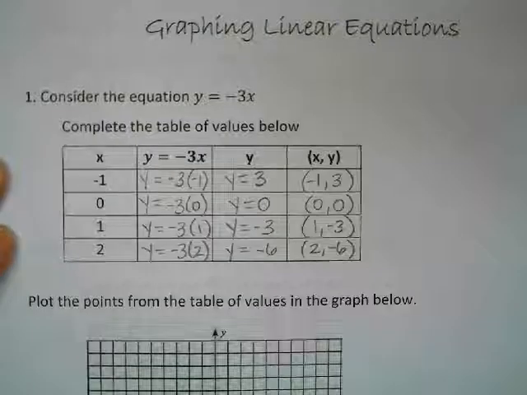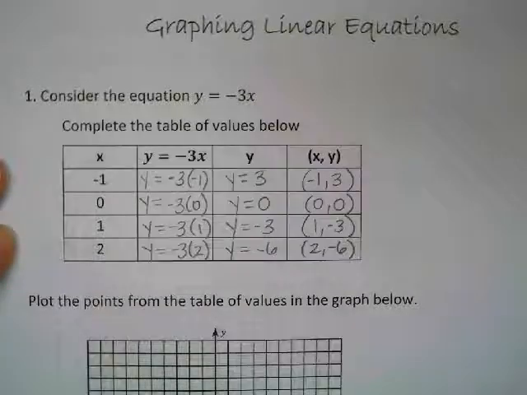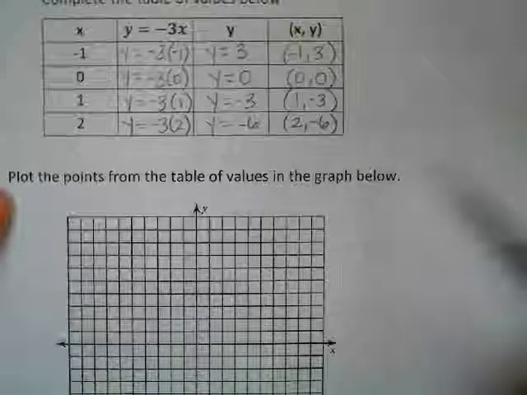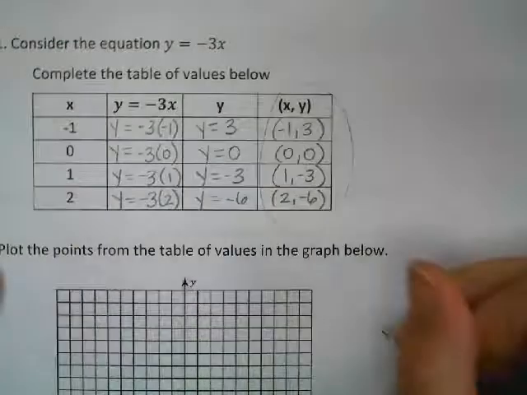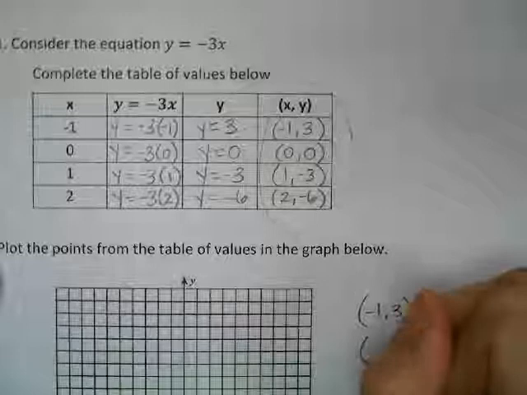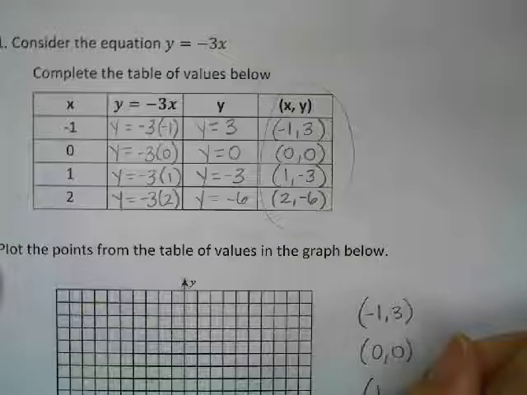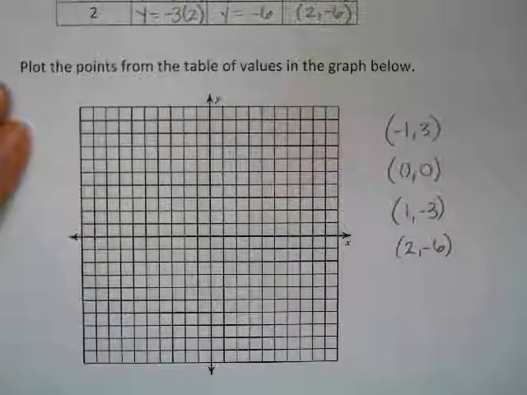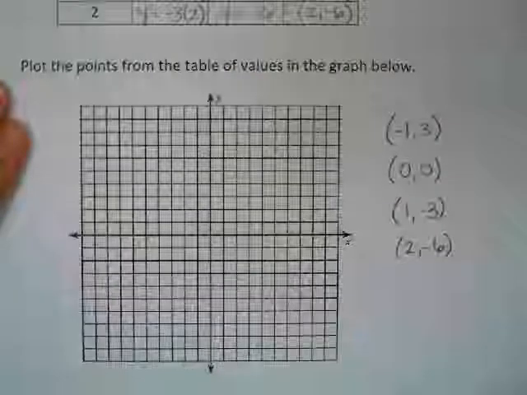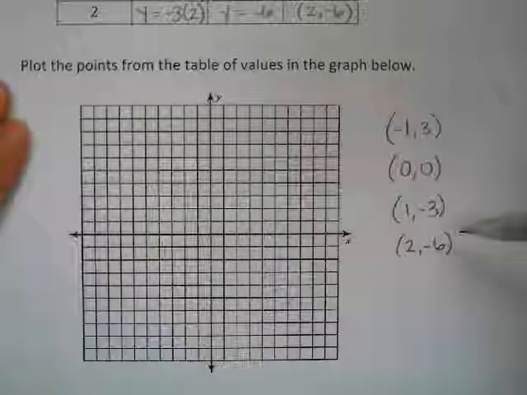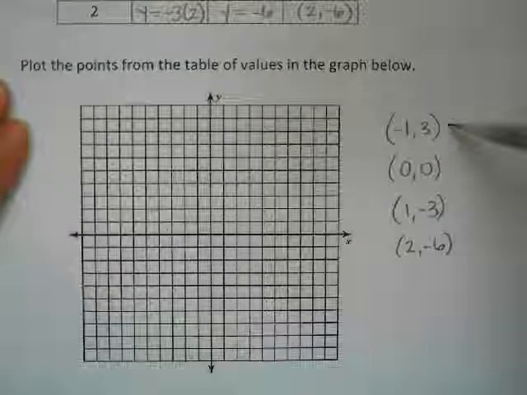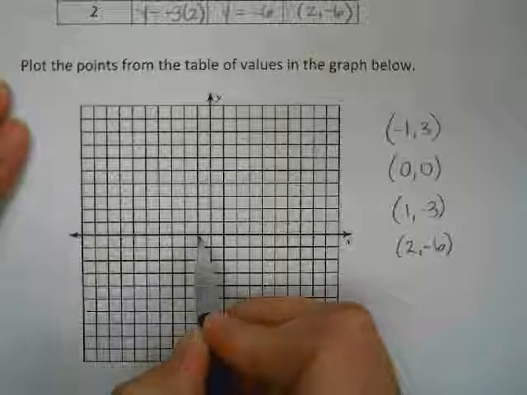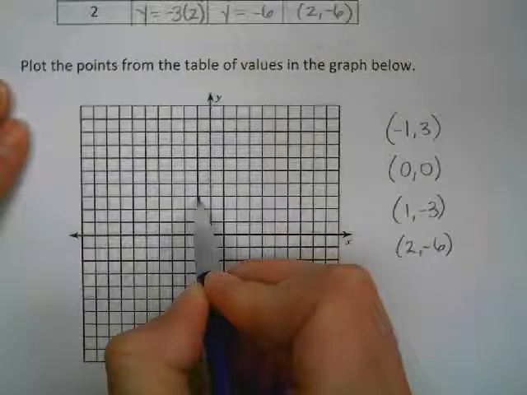Once you complete the table, you're then going to plot the points in the graph below. So I'm going to rewrite these ordered pairs down here so that I can see them at the same time I'm plotting them. Because once I move this up, just to see the graph, I'm not able to see the points in the video. So I just rewrote them so you can see what I'm doing. So negative 1, 3. You're starting at 0, 0. You're going to the left 1 and then up 3.